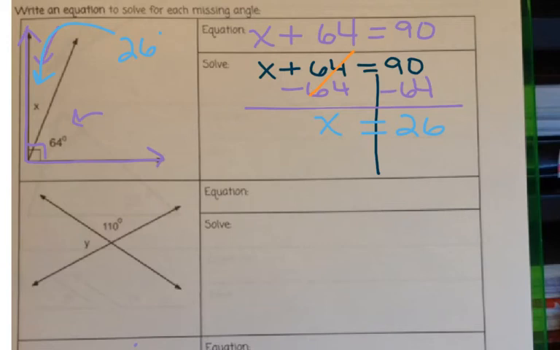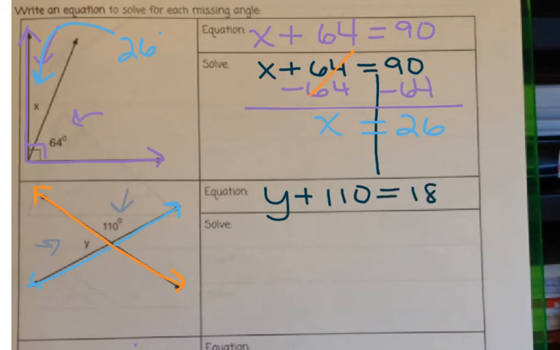Let's go on to the second problem. If you look at the second problem, there's a few things that we know as well. This is a straight angle, and this is a straight angle. And we remember that straight angles equal 180 degrees. So that means if I were to add this one and that one, they should equal 180 degrees. So let's write that in an equation. I'm going to say y plus 110 equals 180.